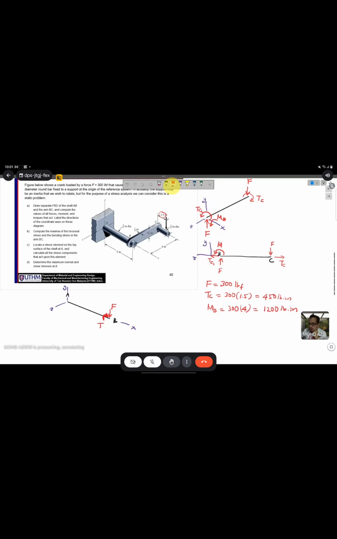So MB here, when you transfer it here, will become torsion. The new name will be TB, so TB is equal to MB, and the value will be the same. And TC here rotates counterclockwise in the Z direction. When I transfer it here, it will rotate clockwise in the Z direction. This means we rotate about here.